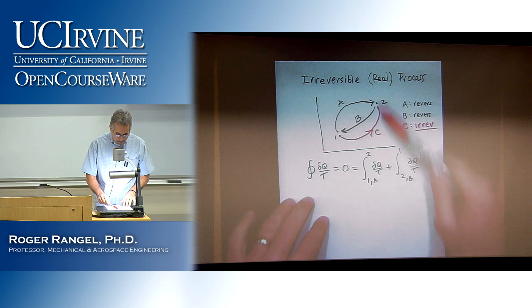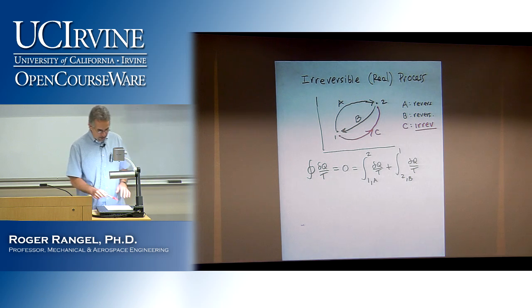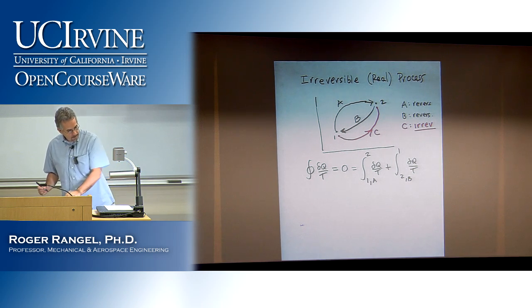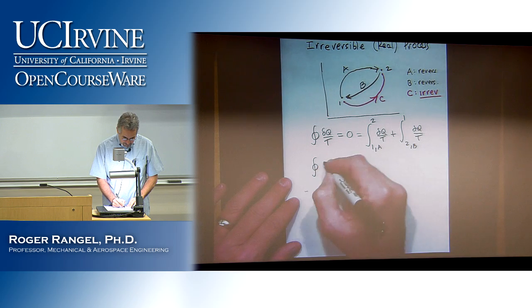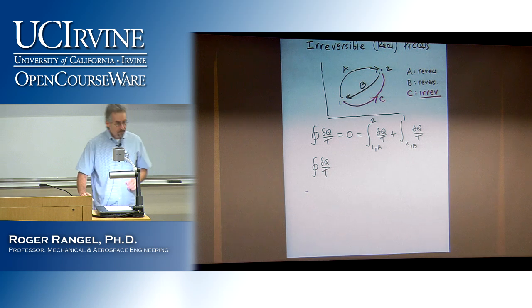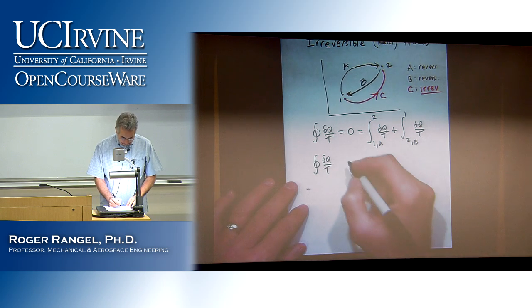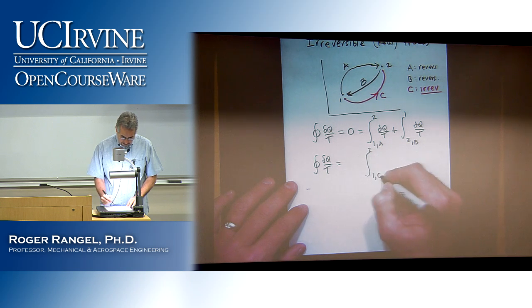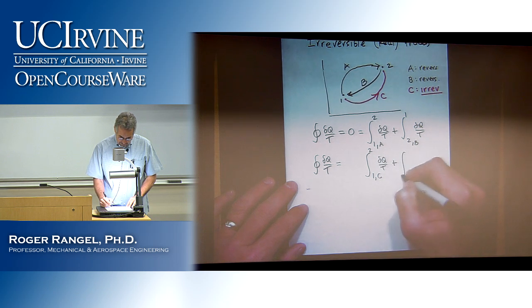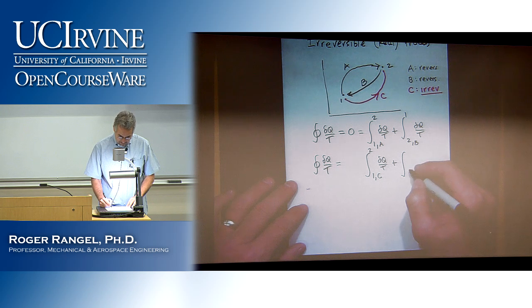But I'm still going to come back on the reversible one. So I'm going to go on C and come back on D. So when I compute this cyclic integral for this process, it is going to be the integral from 1 to 2 on C of delta Q over T, plus this last one is the same because I'm returning on the same path. So 2 to 1 B delta Q over T.